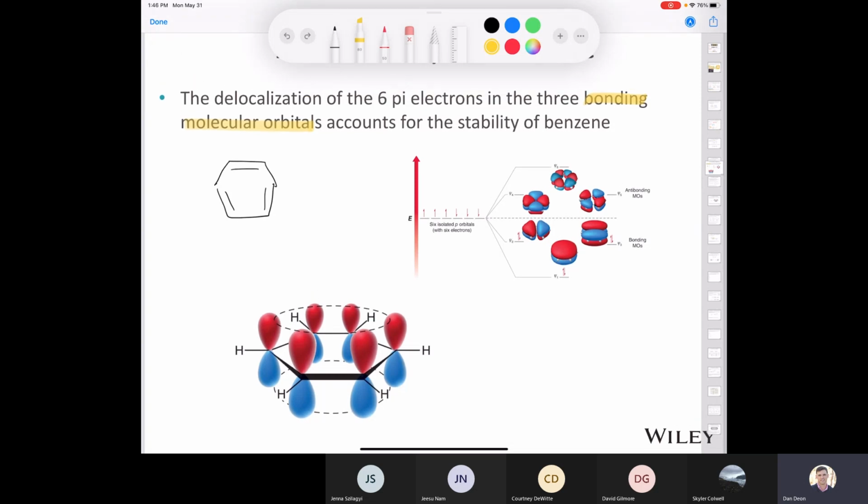Well, with all that information in mind, you take a look at this molecule and you say, well, it's kind of interesting here. I have a pi bond here, and then I have a sigma.